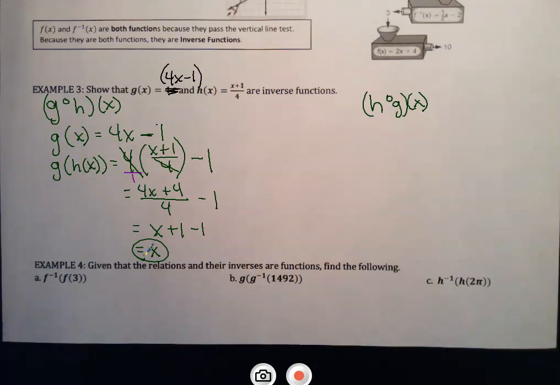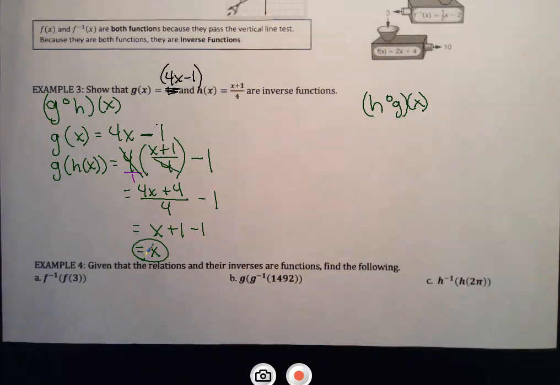All right, are we ready for h of g of x? Hold on, okay. I gotta note all my mistakes here. There's probably another one I've missed.